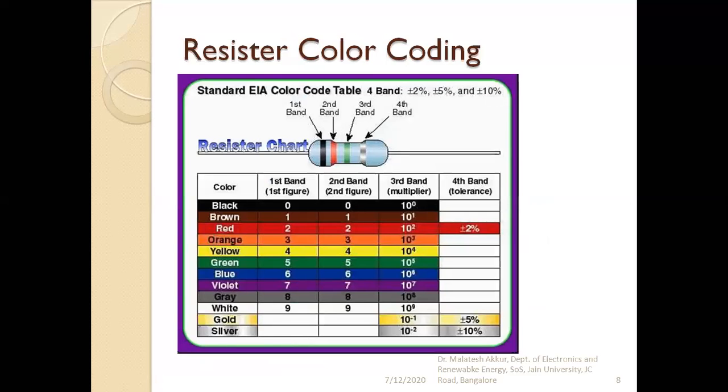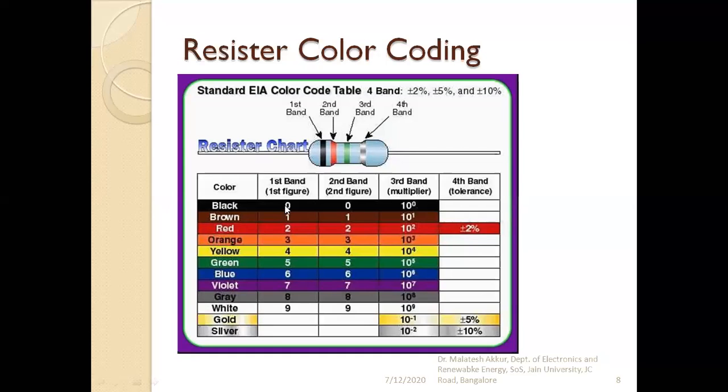Color coding of the resistors, I think most of you know. If not, you can have an overview of this. These are the different colors we use: black, brown, red, orange, yellow, green, blue, violet, gray, white, gold, and silver. And there are different digits for these colors.